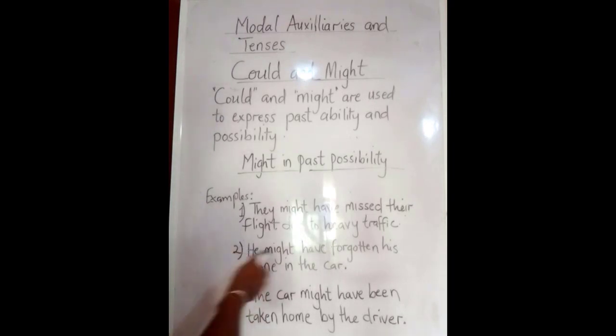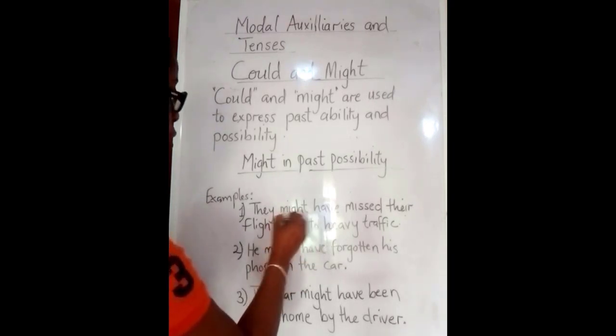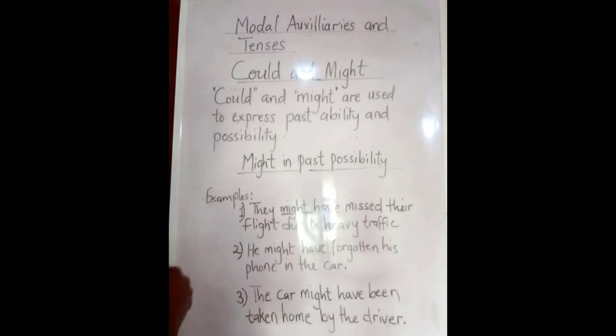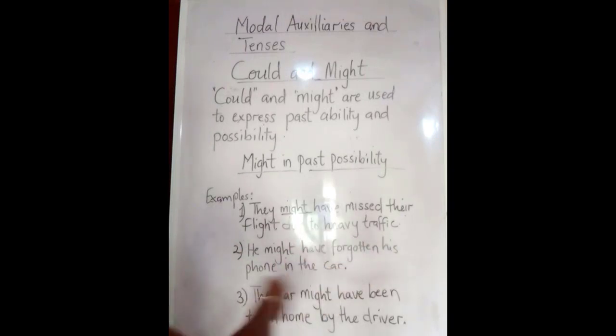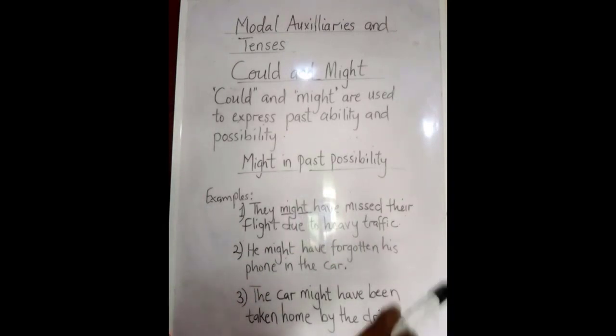And the next one says, he might have forgotten his phone in the car. Let me just underline this so that we know which word actually carries emphasis. He might have forgotten his phone in the car. Also, that suggests something that happened in the past. It is a chance that he left or forgot his phone in the car.